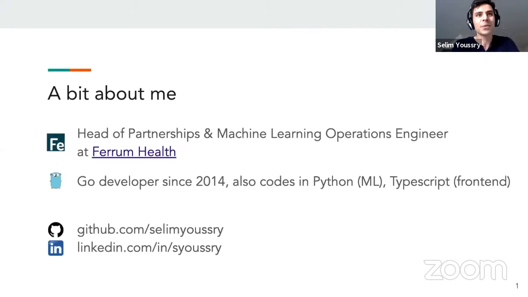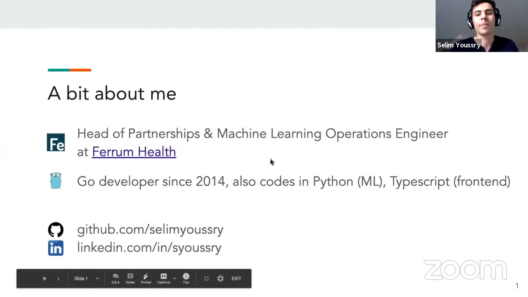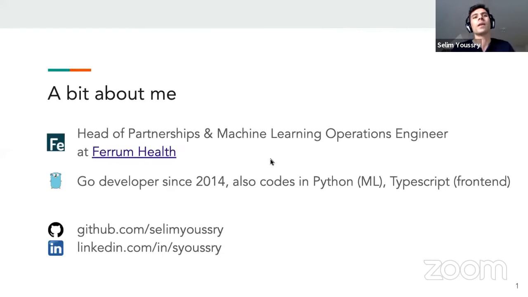A little bit about me to get started. Today is actually my first year anniversary at company Ferrum Health. I'm happy to spend it with you. I work there as a head of partnerships and machine learning operations engineer. I've been a Go developer since 2014, so that's a little bit over 6 years now. I also code mostly in Python for machine learning stuff and TypeScript for front-end related projects.